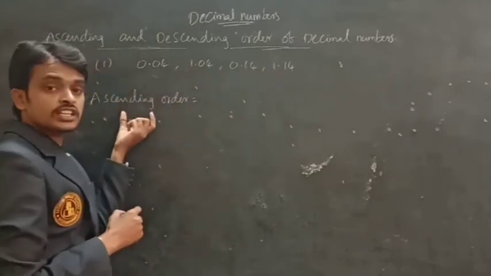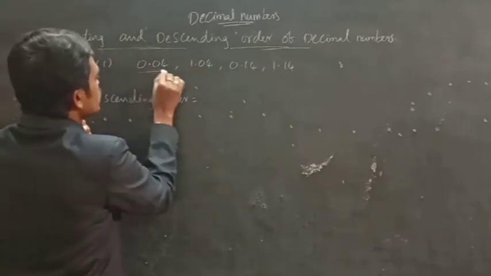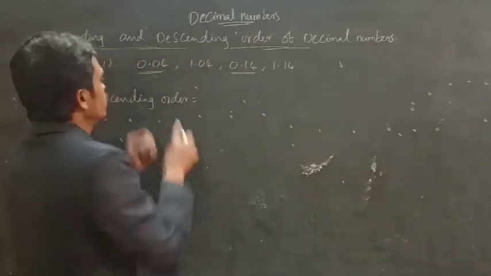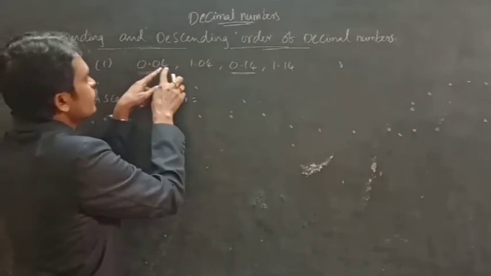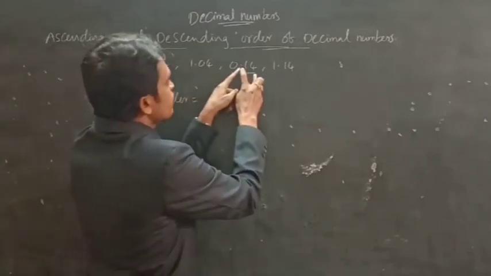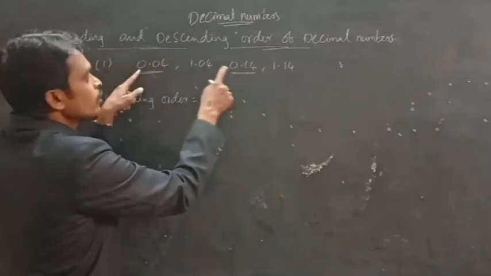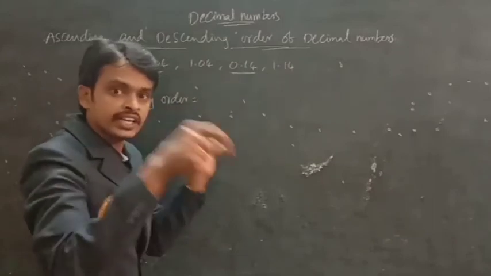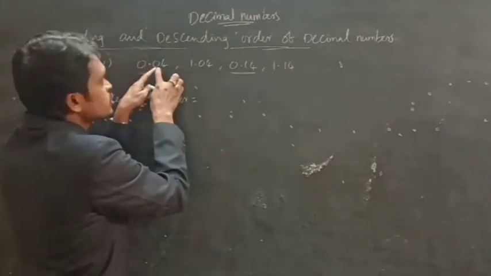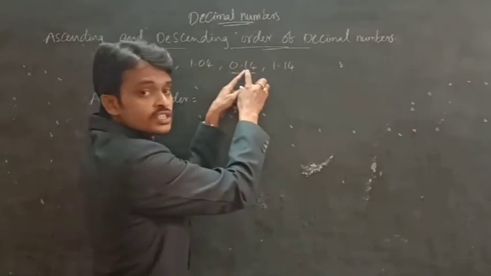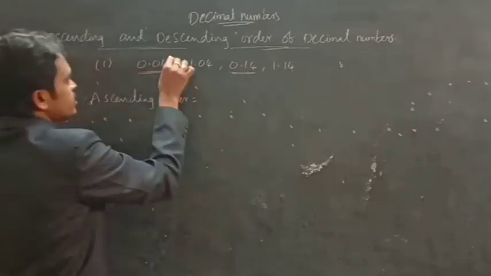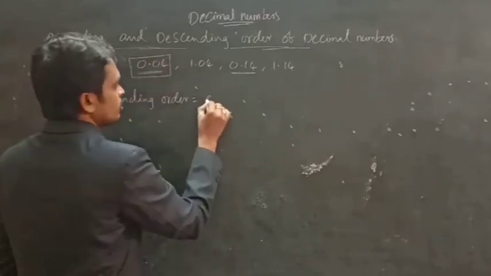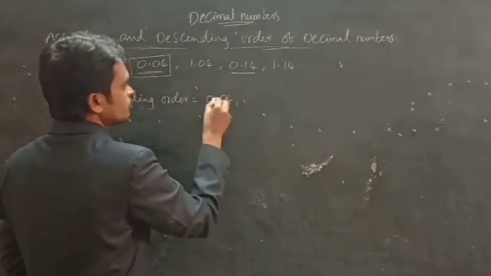Ascending means smallest first. So we should take these two numbers first. 0 we start with, because 1 is greater than 0. So here 0.04 and here 0.14. The whole part is the same, so we compare the 1/10th place. Here the 1/10th place is 0, here the 1/10th place is 1. Which is smaller? Yes, among these decimal numbers, 0.04 is the smallest. Then we will write 0.04 first.